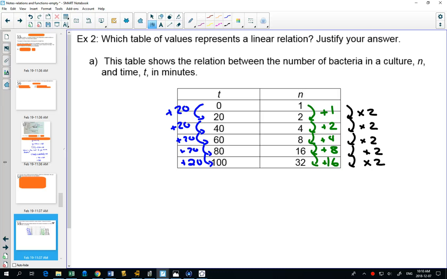So if we graph this one, we would find the following shape. Is that a straight line? No. Okay, good. I'm glad no one said yes if you bend it. No, it is not a linear function.